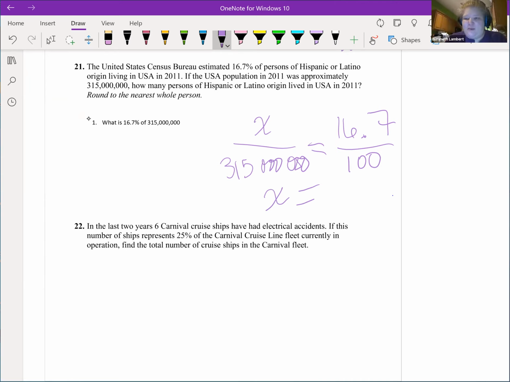You'd be surprised how many people will forget. So 315. Oh, I will say that is the nice thing about the calculator, it at least puts the commas in there. That's nice. Times 16.7 divided by 100. Alrighty.